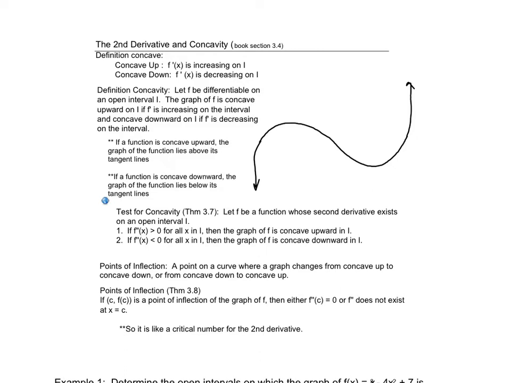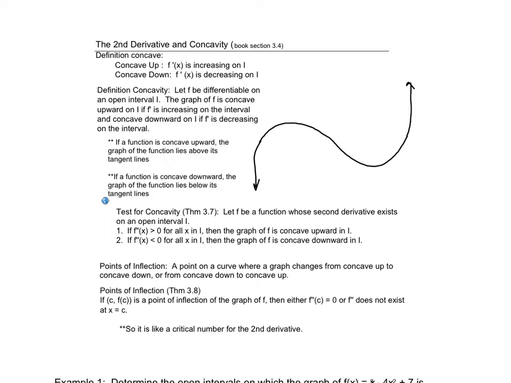One thing is just the idea of concavity. So concavity deals with the slope of the function and whether it's increasing or decreasing. My first derivative determines what's going on with the actual function. Is it increasing? Is it decreasing? Well, the concavity says the function slope. Is the slope increasing or is the slope decreasing?